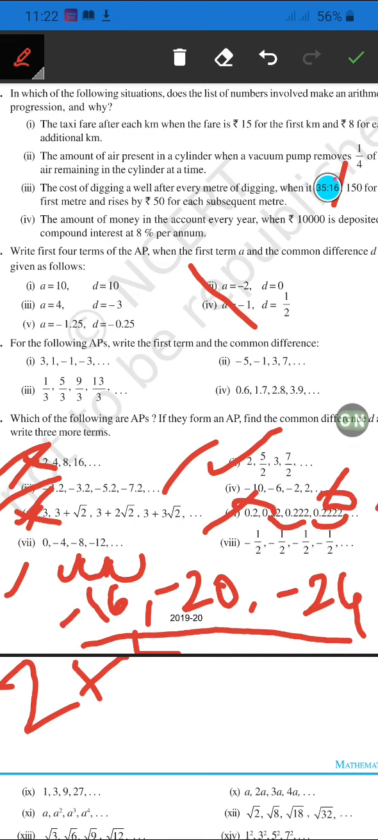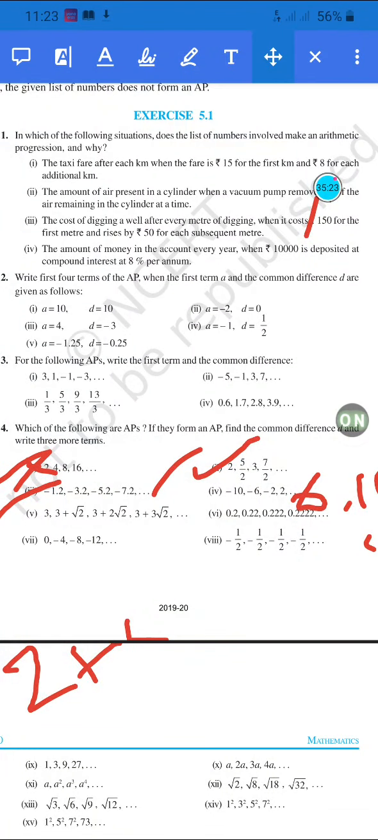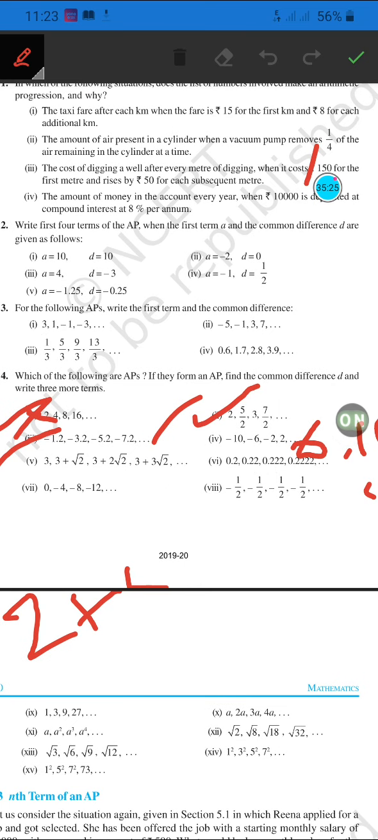Okay. So 8th question. The common difference is 0, no? Minus 1 by 2, minus 1 by 2, minus 1 by 2. All the terms are minus 1 by 2. So what is the common difference here? 0. If the common difference is 0, what is the next number? That is also minus 1 by 2. The 5th term is minus 1 by 2.